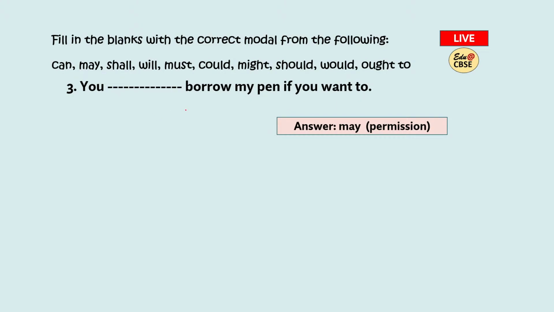So whenever there is a sentence that is giving a sense of permission, you have to use may there. Now comes the next sentence.